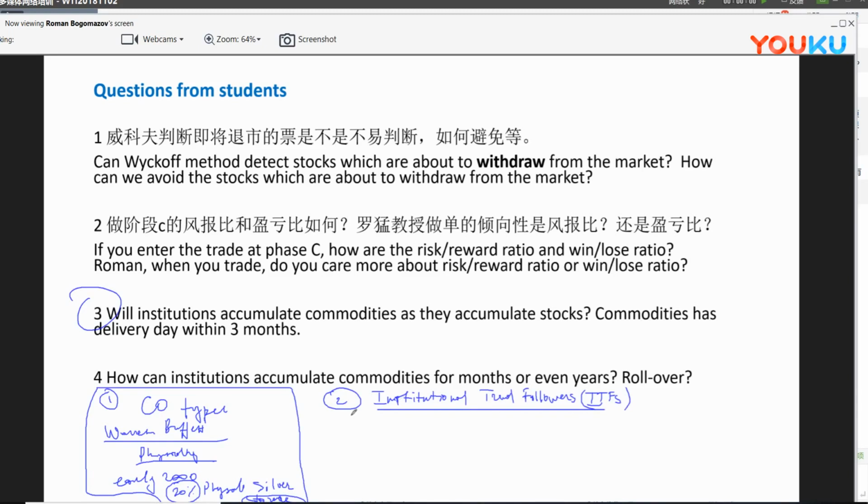The second type of institutions that could be operating in this market are institutional trend followers. And they will be always concerned about the emergence of the trend. And they would be looking for liquidity to get into the position.